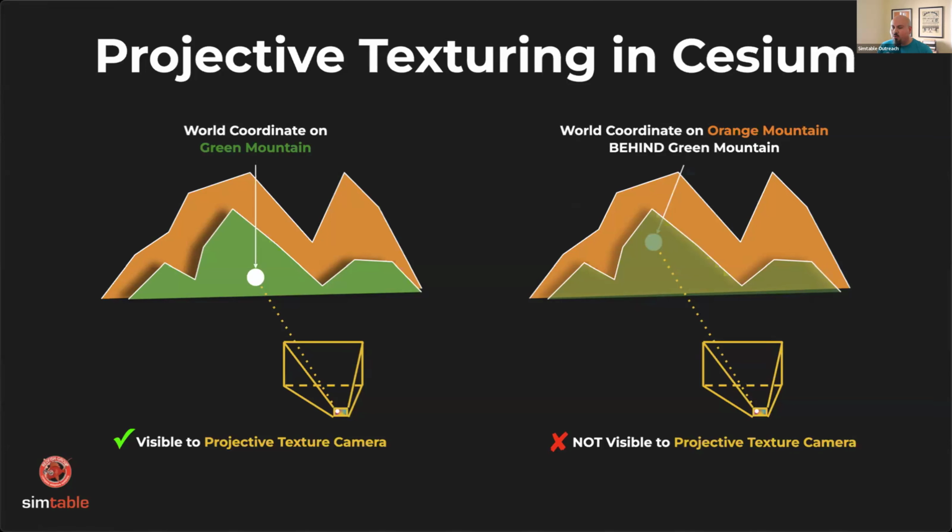However, if the world coordinate depth that we see in this case on the right side, the orange mountain, is much further than the depth texture received from the projective texture camera, then we can assume that that particular point is not visible, and we can avoid applying our projective texture to that point on the landscape. Or otherwise, you can say it's in the shadow of, if we're trying to project onto the orange mountain. So that's loosely how projective texturing works and how we implement it in Cesium.